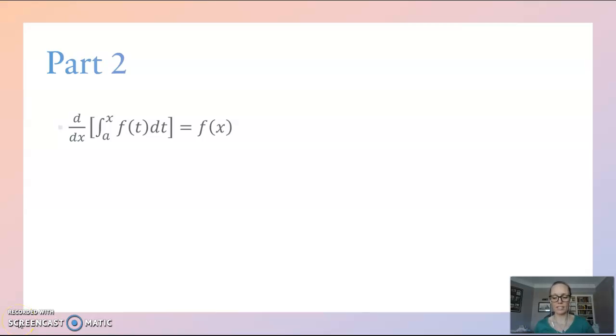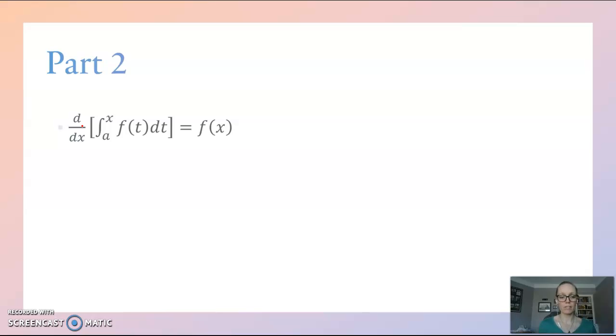This video is a continuation of the fundamental theorem of calculus, and this one we're going to discuss part 2, and we're going to talk about how to use it. But the idea behind part 2 here, if you take a look at the notation and what we're looking at, this tells us a lot about the relationship between the derivative and the integral.